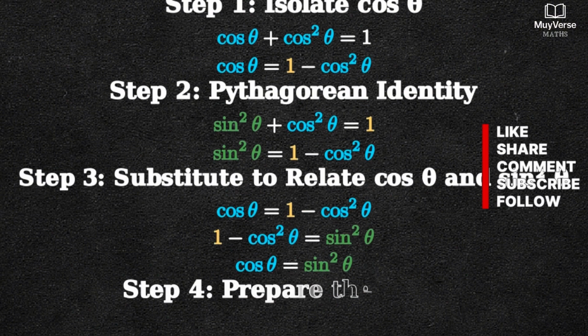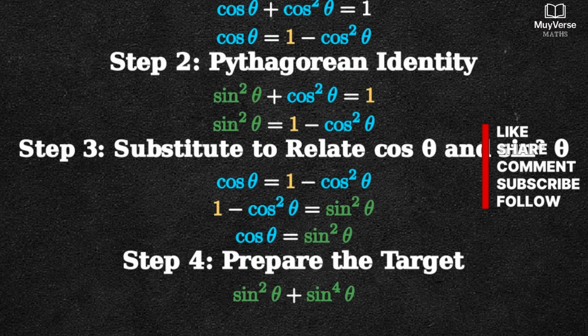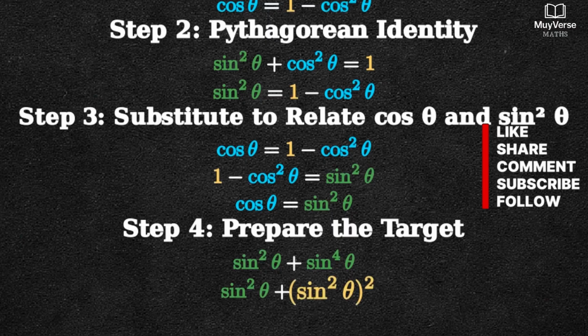Step 4. Rewrite the target expression clearly. We need sine squared theta plus sine to the fourth theta. Write sine to the fourth as open parenthesis sine squared theta close parenthesis squared.